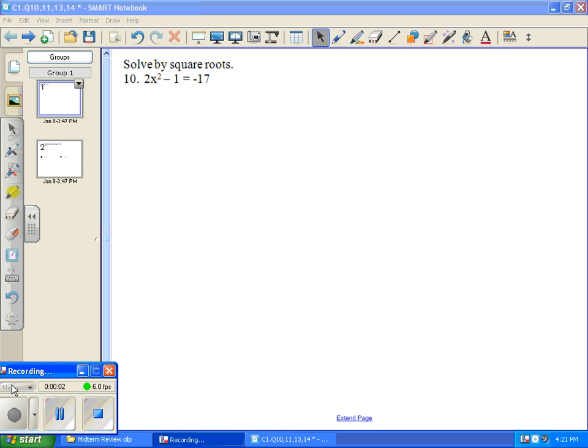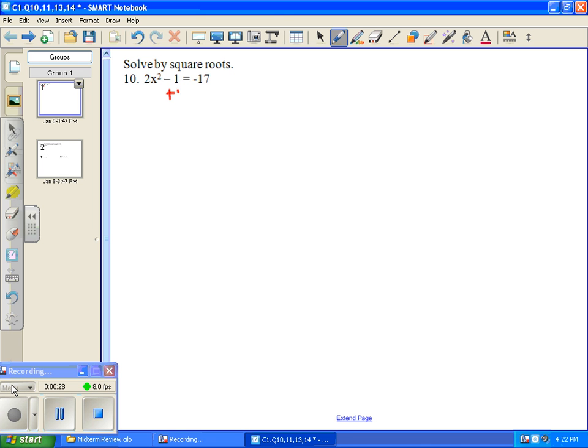We want to solve the equation 2x squared minus 1 equals 17 by using square roots. So the first thing we want to do is move the negative 1 to the other side, because to use square roots we need to isolate the x squared, and then we apply the square root method. So let's add 1 to both sides. So we get 2x squared equals 18.